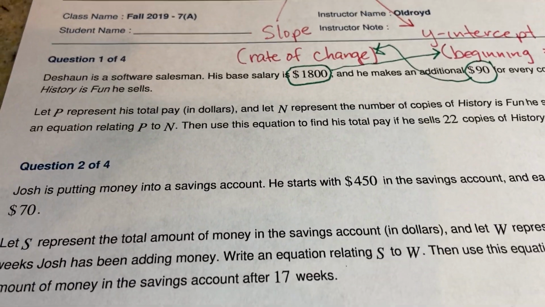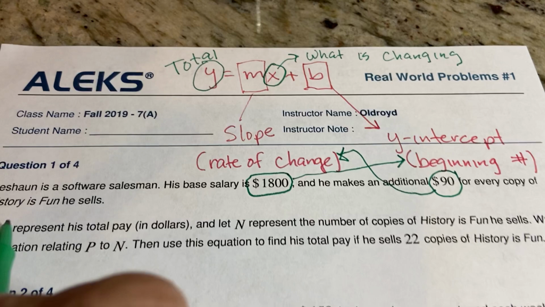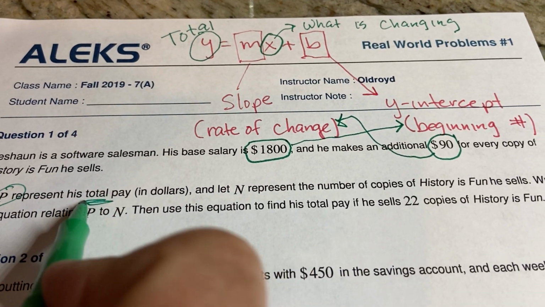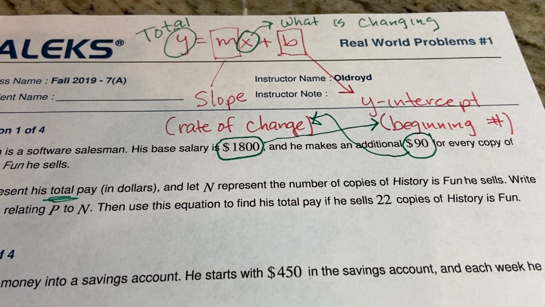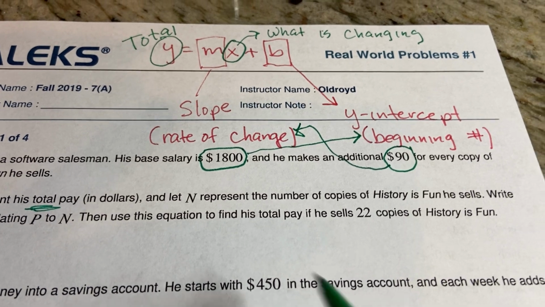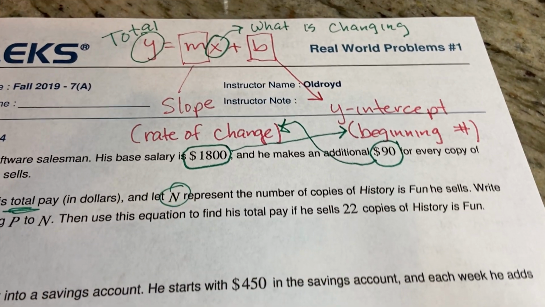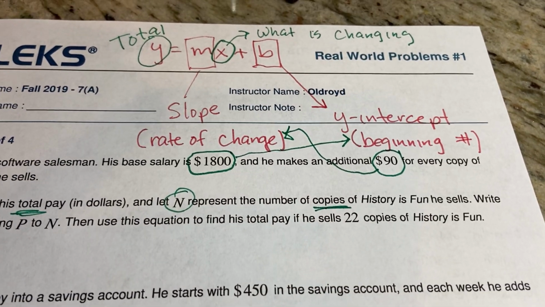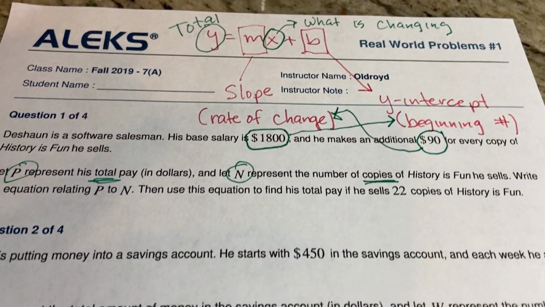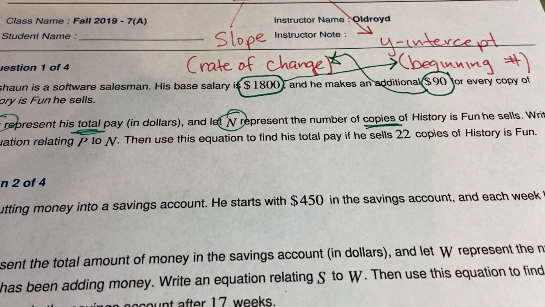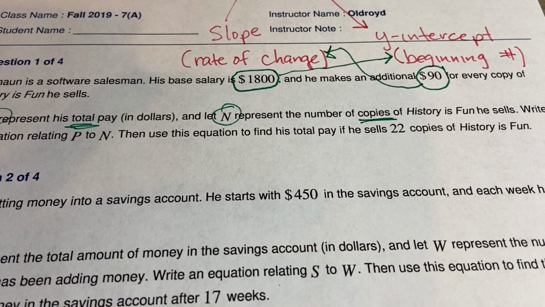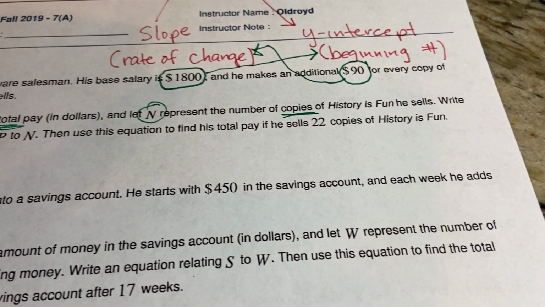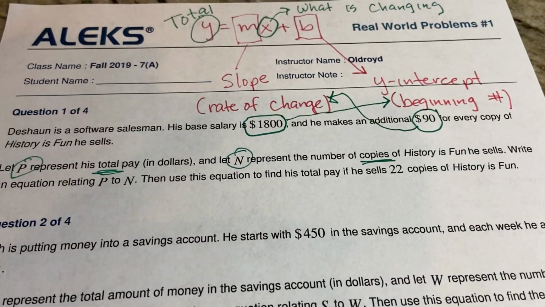Let P represent the total. So P is the total in dollars, and let N right here represent the number of copies of books that he sells, History is Fun. Write an equation relating P to N, then use the equation to find his total pay if he sells 22 copies of History is Fun.